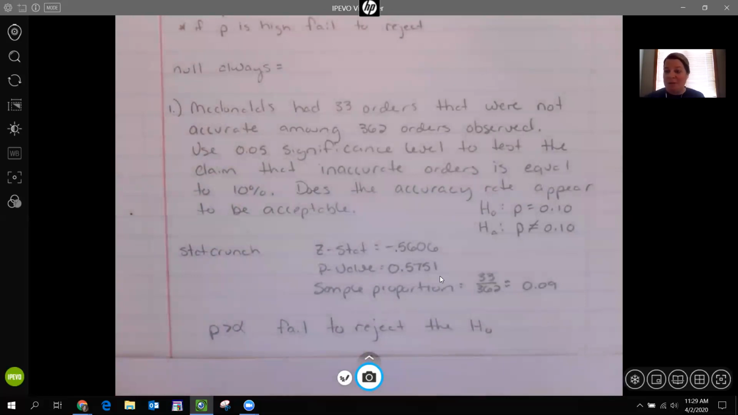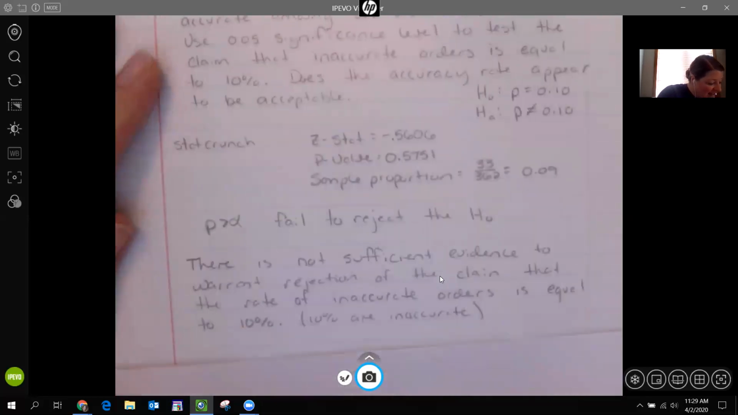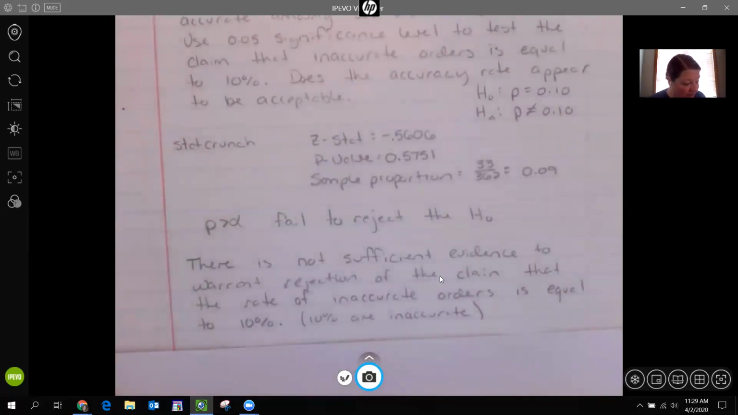Great. We should be able to do that. But what does that mean in terms of McDonald's when we say we fail to reject? It means there is not significant evidence to warrant rejection of the claim that the rate of inaccurate orders is equal to 10%. Basically, we're saying we're about 10%. That's where we're at. So 10% are inaccurate. That really seems kind of high to me. I don't know, just saying.